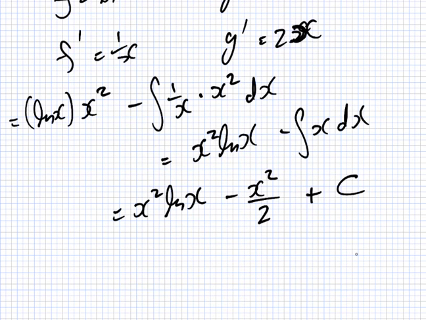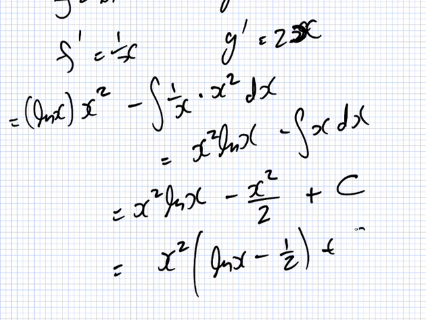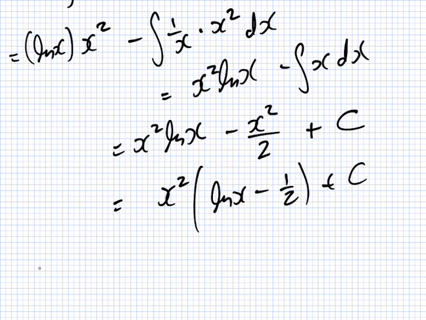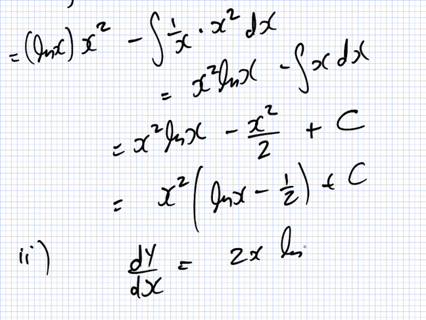If you like, x squared log x minus a half plus c. Right, that's the first part, part 1. Part 2, you have to use your answer. They say dy dx equals 2x log x. So what you do, and they give us a point. So you bring the dx up.